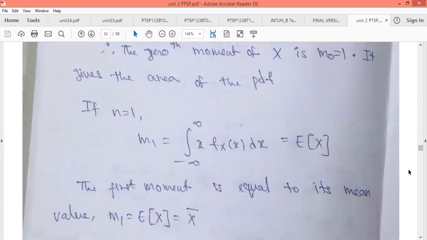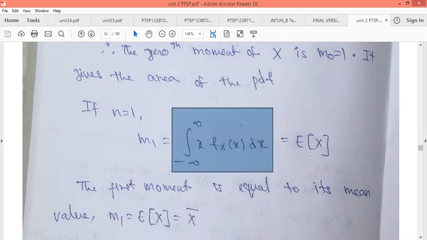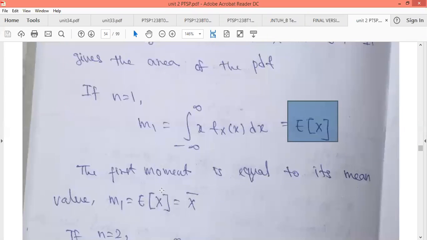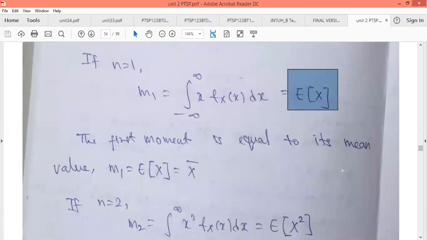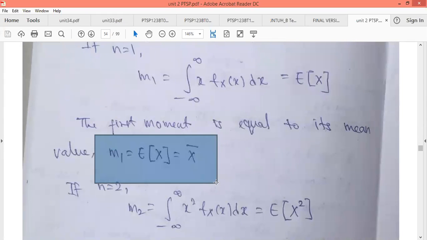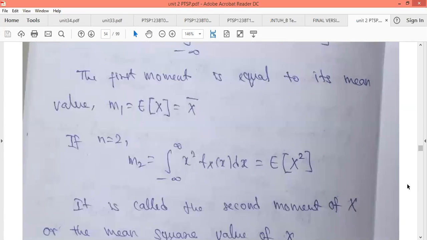Similarly, if n is equal to 1, that is the first order, we get m1 equal to the integral from minus infinity to plus infinity of x f x of x dx. You observe that this is the formula of the expected value of x. So the first moment gives us the mean value or expected value. m1 is equal to the expected value of x, which is also the mean value, called x bar.